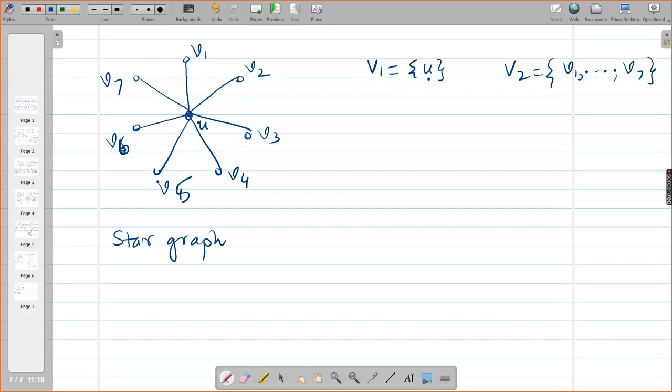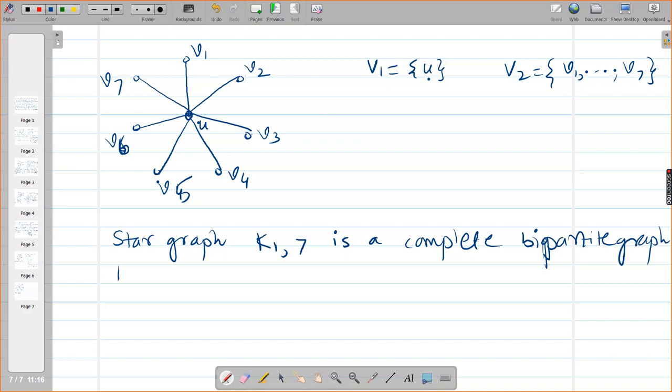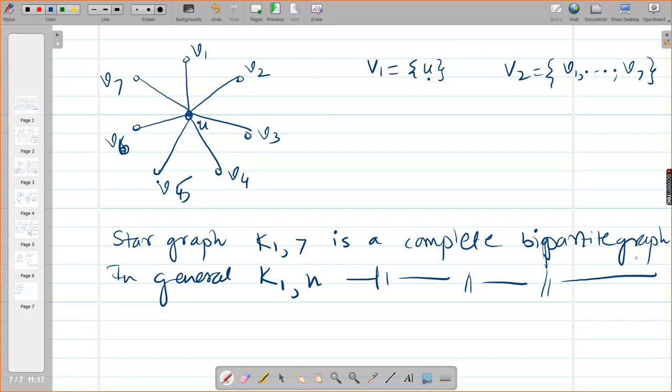Yes or no? Yes, ma'am. So the star graph K1,7 is a complete bipartite graph. K stands for complete. It is always a complete bipartite graph. Okay, so in general K1,n is a complete bipartite graph.